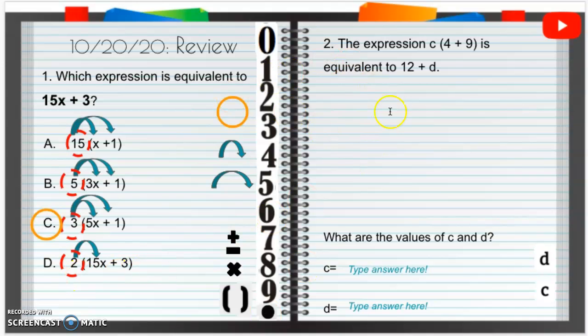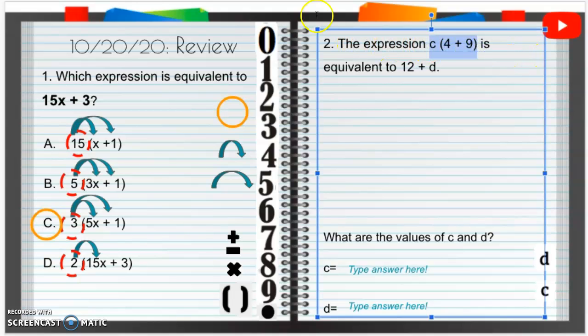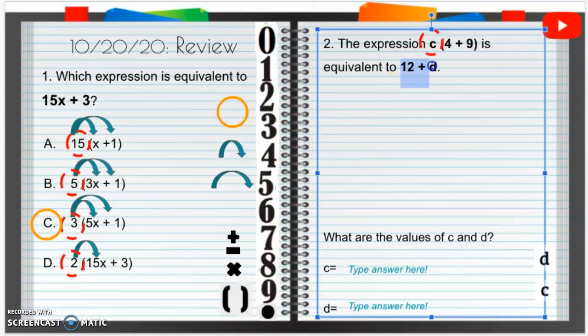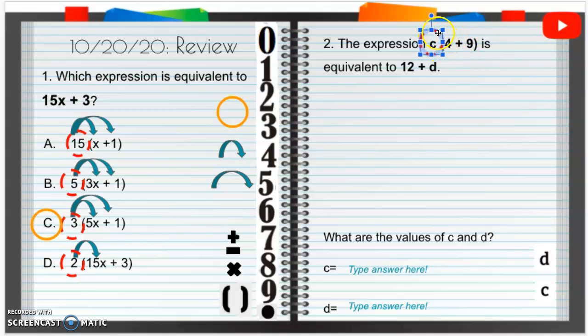All right, now let's take a look over here. So this one, number 2, the expression C times 4 plus 9 is equivalent or equal to 12 plus D. What are the values of C and D? Well, here's a hint of what we can do. We can use our distributive property to make this top expression look like this bottom expression. So we have 12 plus D here. At the top we have C times 4, and then plus 9.